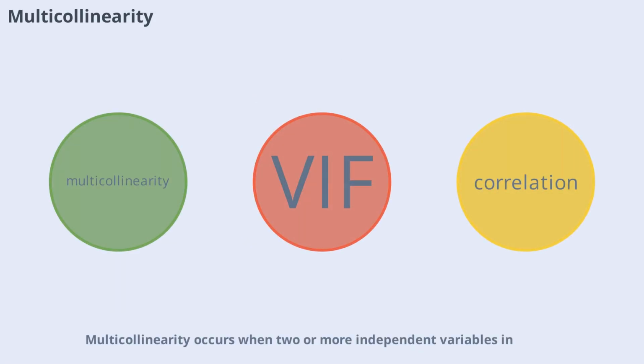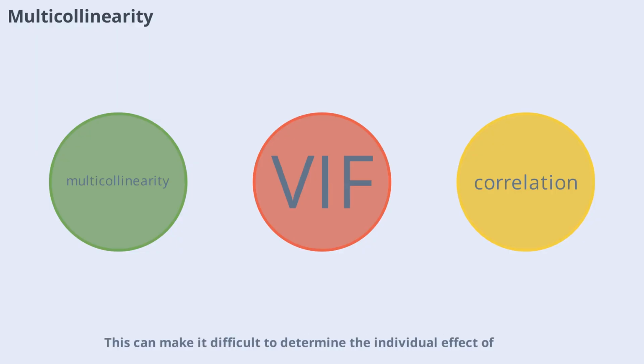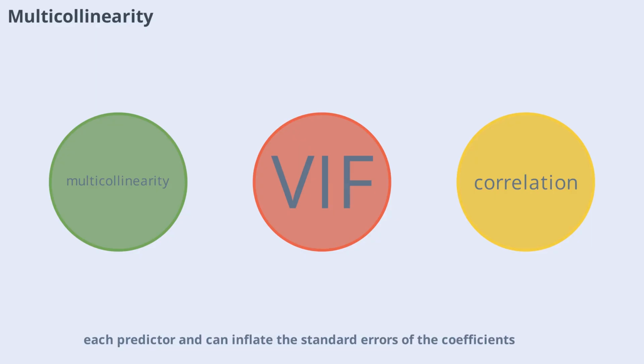Multicollinearity occurs when two or more independent variables in your regression model are highly correlated with each other. This can make it difficult to determine the individual effect of each predictor and can inflate the standard errors of the coefficients. To detect multicollinearity, you can look at correlation matrices or calculate the variance inflation factor, VIF. If multicollinearity is present, you may need to remove or combine variables.